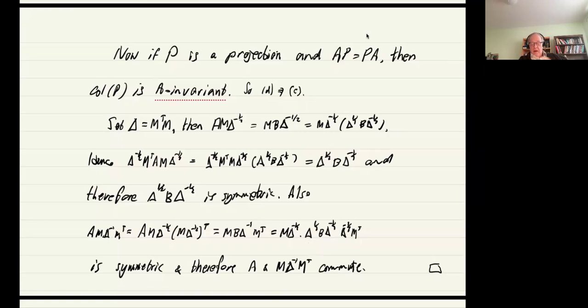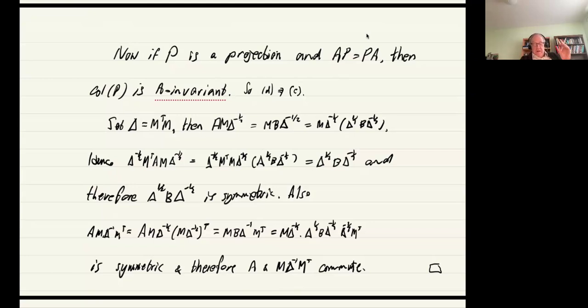Okay. Now the point is that this is symmetric. Now A is symmetric, and this is symmetric, and the product of two symmetric matrices is symmetric if and only if they commute. Okay, and so that completes the proof of the last part.